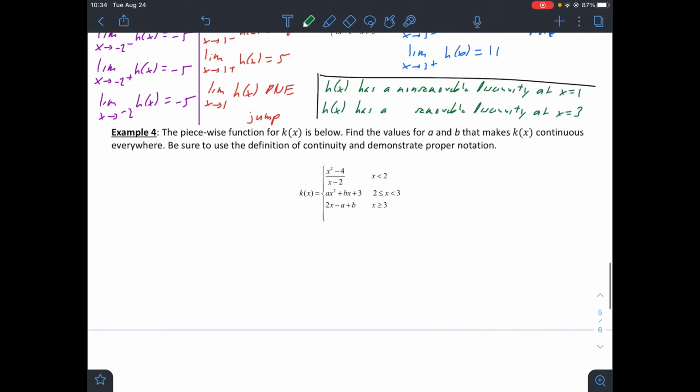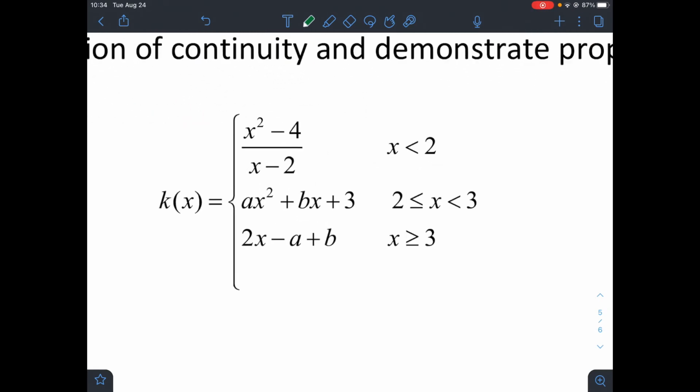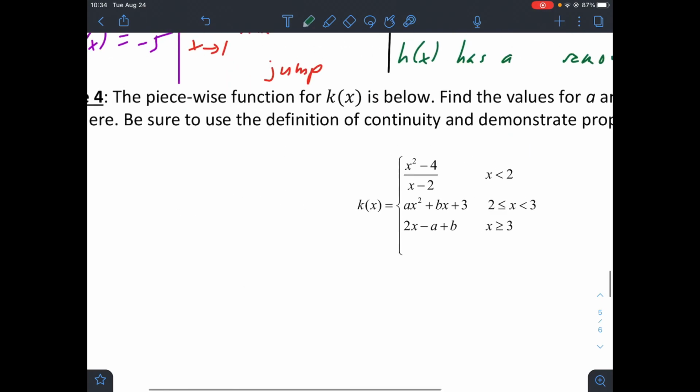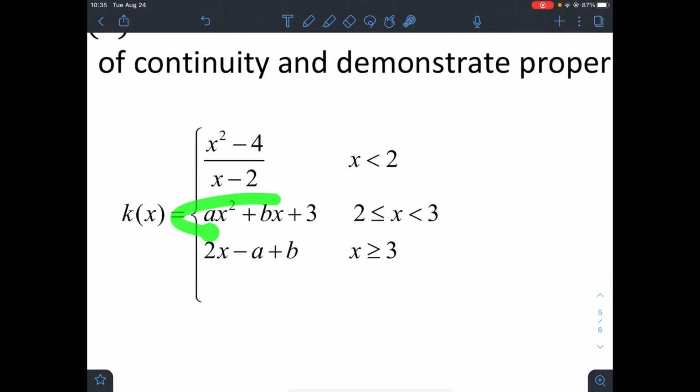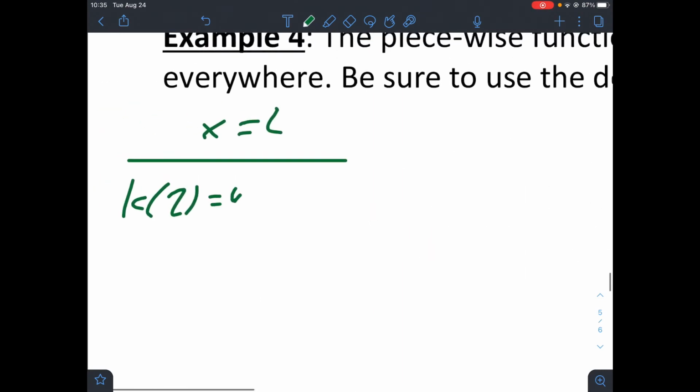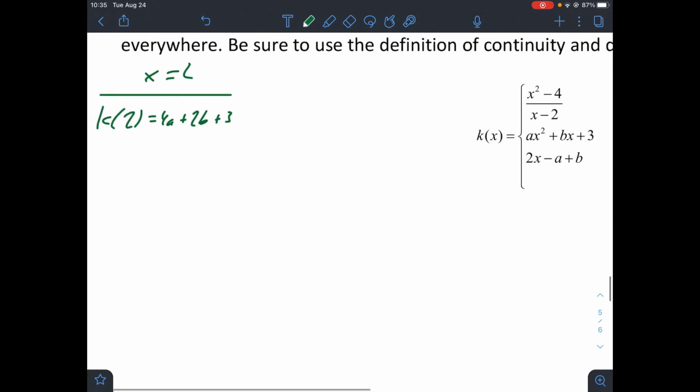On our last one, example 4, again, it's asked to find two values, a and b, that make this piecewise function continuous. All right, so how do we do that? Well, we got to make sure that the y values would exist at 2 and 3, that the limits would exist at 2 and 3, and that those y values and those limits would be the same. So let's do 2 first. x equals 2. What would k of 2 be? Well, if you put 2 in, we would put it into here, and that would be 4a plus 2b plus 3. You're putting 2 in for all the x's there.